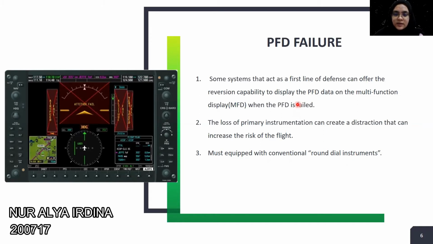So basically, when the loss of primary instrumentation happens, it can create a distraction that can increase the risk of the flight. So, for example, in the case of a vacuum failure, the skilled pilot must treat the lost PFD data as a reason to land as soon as practicable. So, that's all from me.